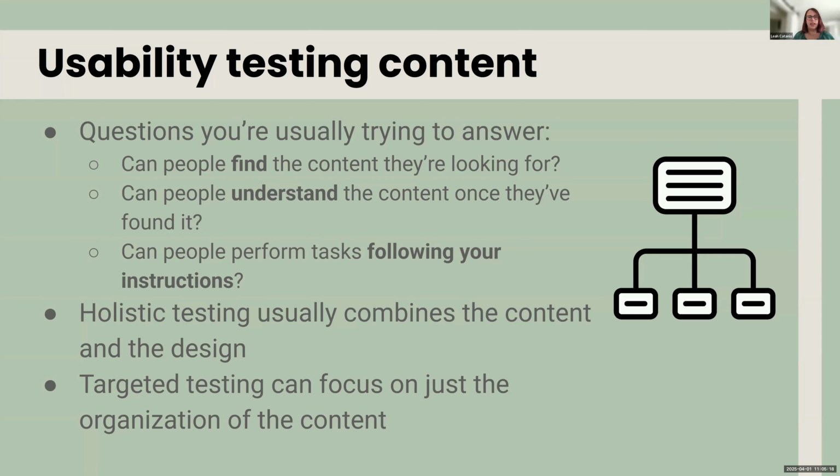Holistic user testing, what you might think of when people say user testing, where they're performing end-to-end tasks and they might have the product and the documentation in front of them, usually combines the content and the document design that is used to present that content. And it can answer all of those questions. But it's also possible to target your efforts on just whether users can find the information they need by testing the organization of the content. In other words, the information architecture.